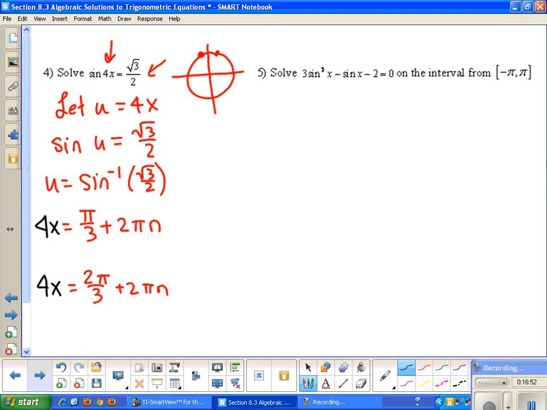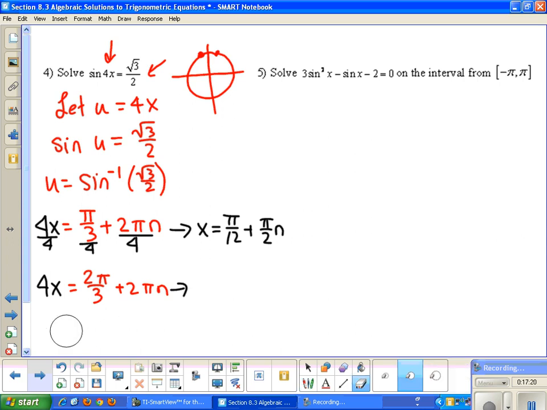So how do I solve for x? It's like dividing by 4. If I divide everything by 4, it's really like multiplying everything by 1/4. So if I have pi over 3 times 1/4, I get pi over 12. So I know that in this case, x is going to be equal to pi over 12 plus 2 divided by 4 is 1/2, so that would be pi over 2 n. And for this solution right here, when I divide everything by 4, each term has to be divided by 4.